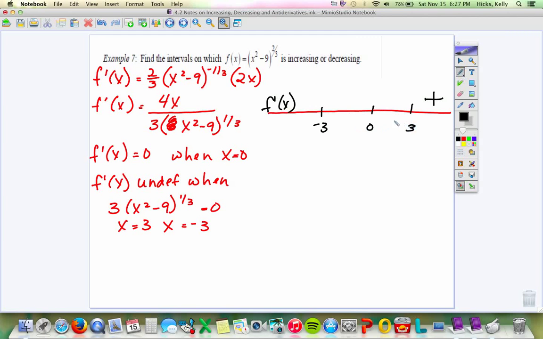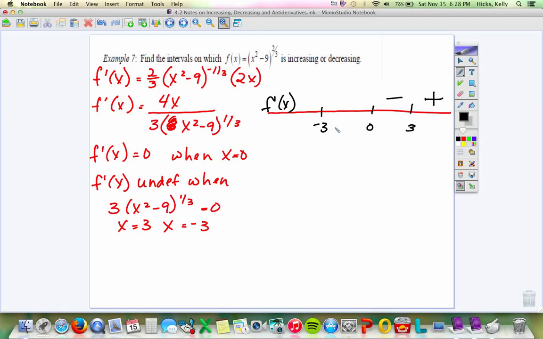Now let's pick something between 0 and 3. How about 1? If you pick 1 and put it over here, you'd get 4 times 1, that's a positive number, divided by 3 times 1 squared minus 9 to the 1/3 power. That looks like the denominator is going to be negative and the numerator is going to be positive. That gives you a negative number.